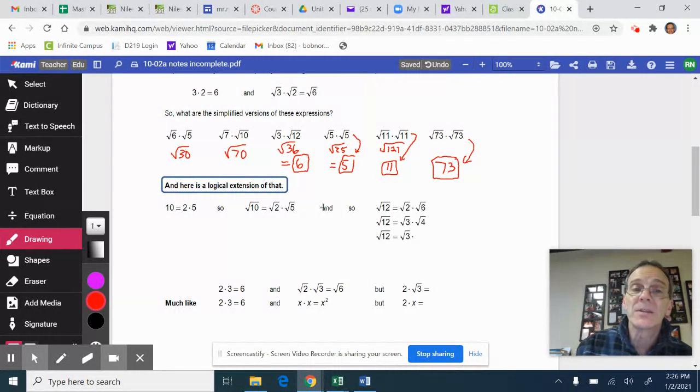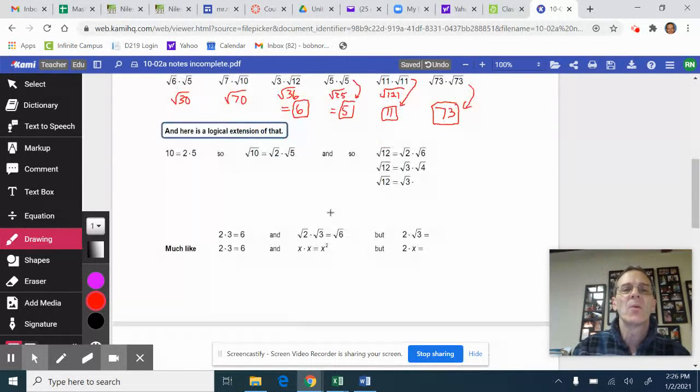All right, and then here is a logical extension of the fact that we can multiply square root numbers together and get a square root answer, which then sometimes can be simplified back to a whole number. We can also factor square root numbers, just like we can factor whole numbers. 10 can be factored into 2 times 5. Square root of 10 can be factored into square root of 2 times the square root of 5. And so let's take another number like square root of 12. That could be factored into square root of 2 times the square root of 6, or the square root of 3 times the square root of 4.